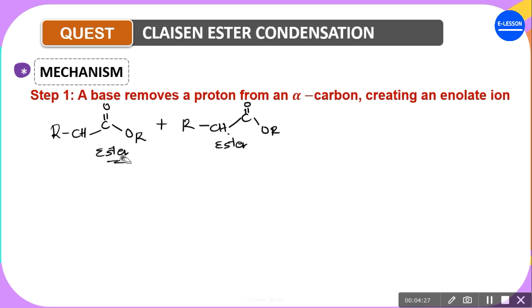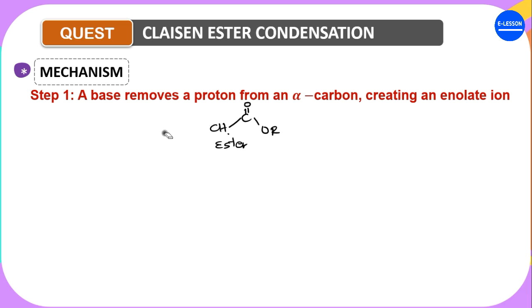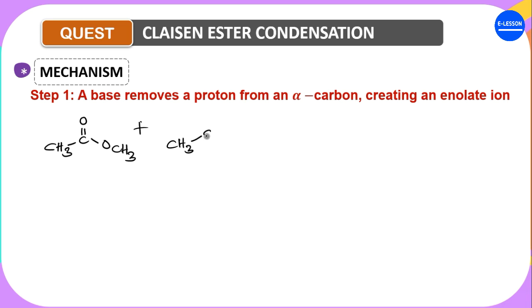Are we getting it? To make things easier, let me just go straight to giving a specific, named ester for the reaction. If I should use a named ester, let's say something like this: CH3, C double bond O, and then O CH3. Plus we are using the same ester, so this CH3, C double bond O, then O CH3.